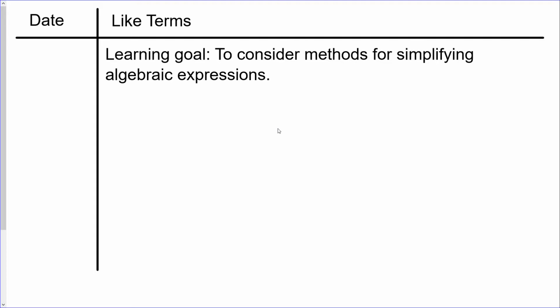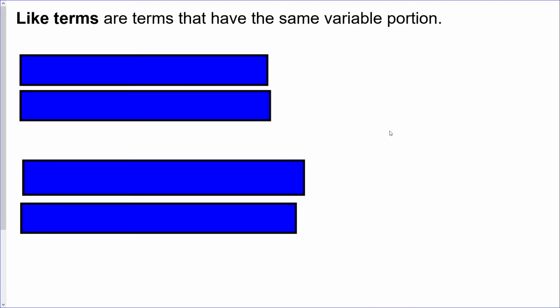Now, our learning goal for today is to consider some methods for simplifying algebraic expressions, which is a fancy way of saying making them a little easier to do things with. Now, like terms are terms that have exactly the same variable portion.